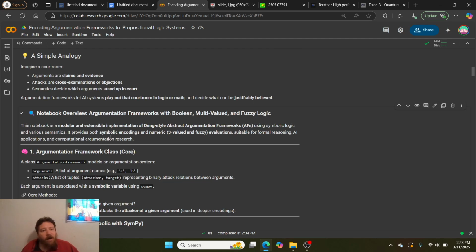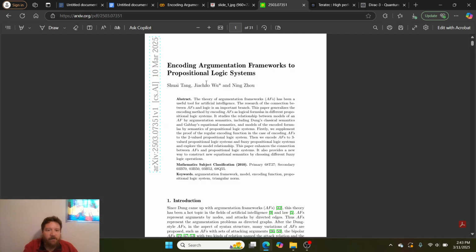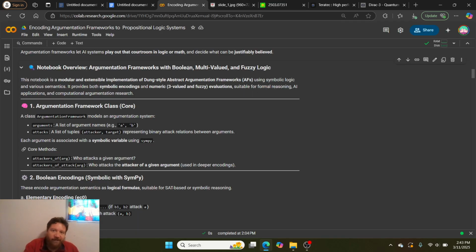A simple analogy: imagine a courtroom. You have arguments, which are claims and evidence, and then you have attacks, which are cross-examinations or objections. Semantics decide which of these arguments are actually going to stand up in court. Argumentation frameworks let AI play out that courtroom in logic or math and decide what can be justifiably believed. This gives the model, very simplistically, game theory with regards to argumentation, programmed heuristically within its models. So how exactly is this particular method advancing what I just talked about?